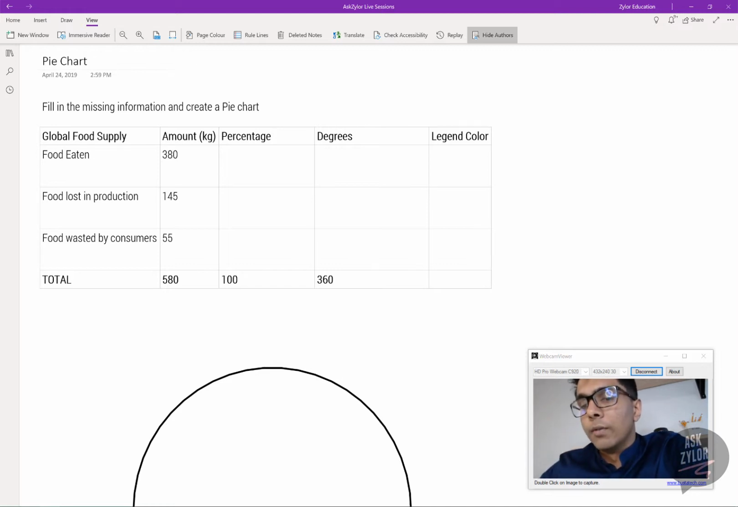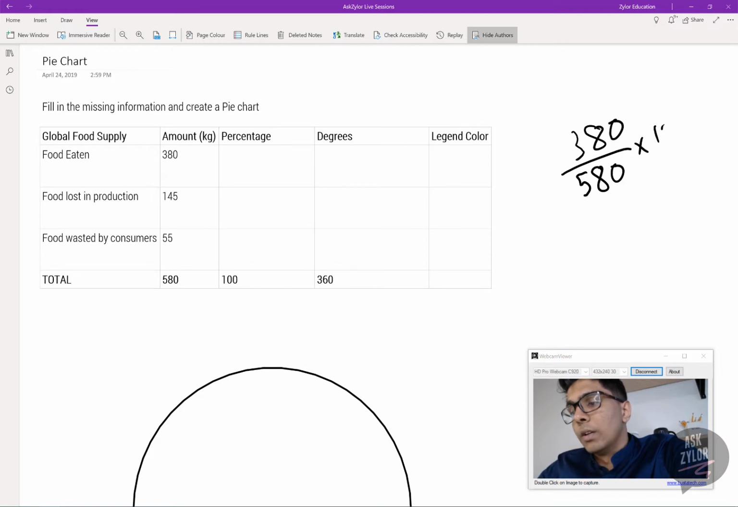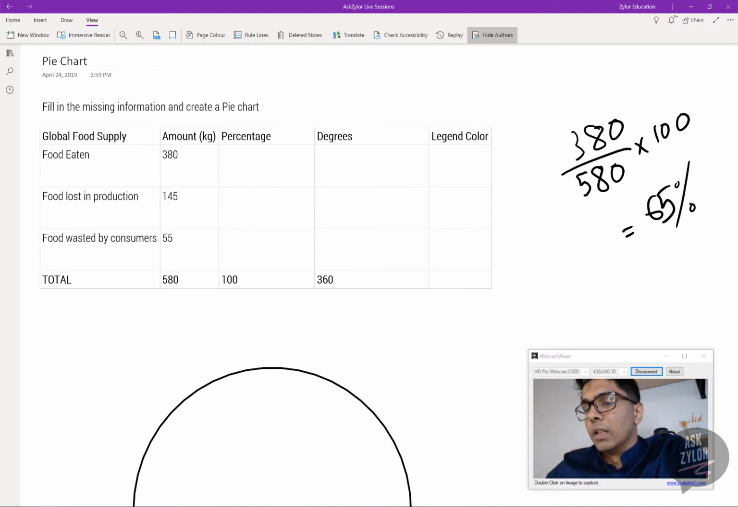So if we want to convert 380 into a percentage, we need to do 380 divided by what your total is. So it's 580 in this case, times 100. So that's going to give you approximately 65. So I'm just going to leave it as a nice rounded number. So my percentage is going to be 65%.